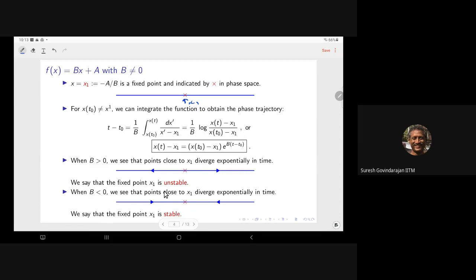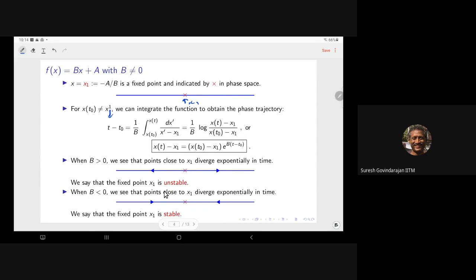So that's a fixed point. Now what we are going to do is to ask, what happens if a point is very close to x1 but not equal to x1? How does it evolve? Okay, so we'll consider a case where x of t, so this should be lowercase x1, x of t not equal to x1. We can again integrate this function.